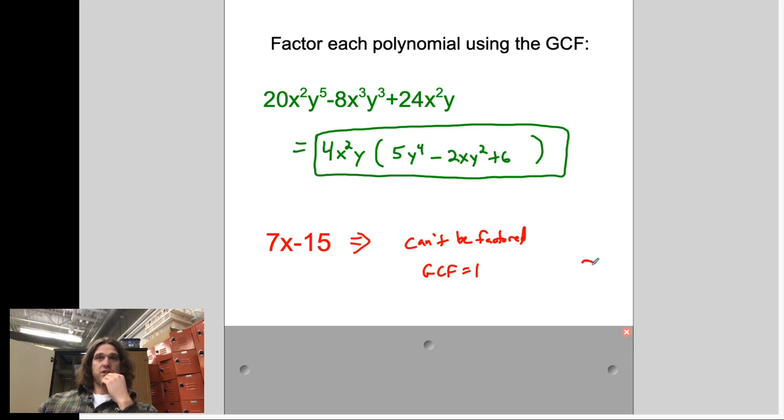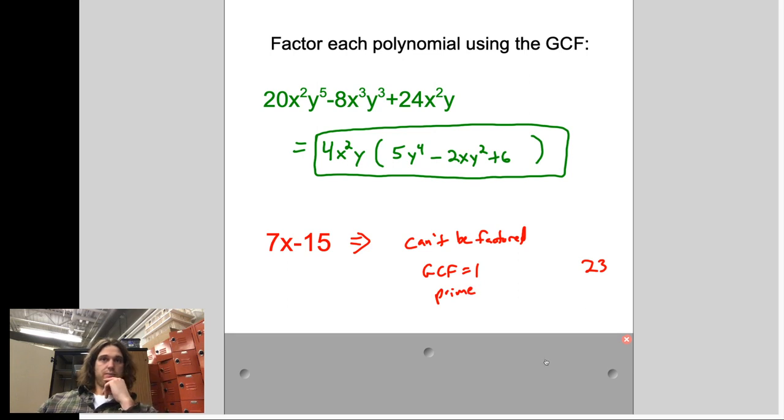You also might say, just like with a regular number, when it says like 23, we can't break that apart because it's a prime number. So sometimes we call these prime polynomials.